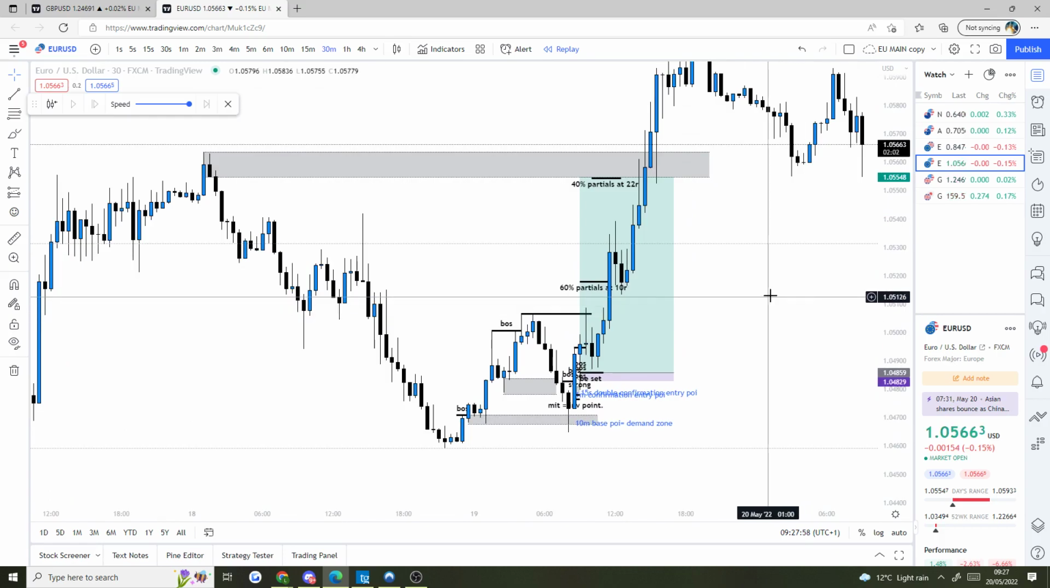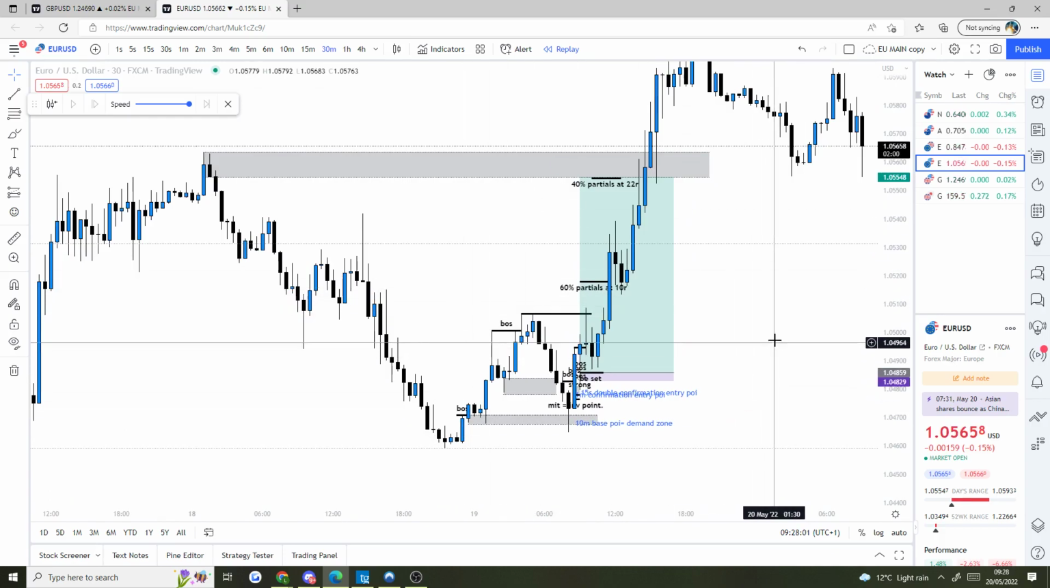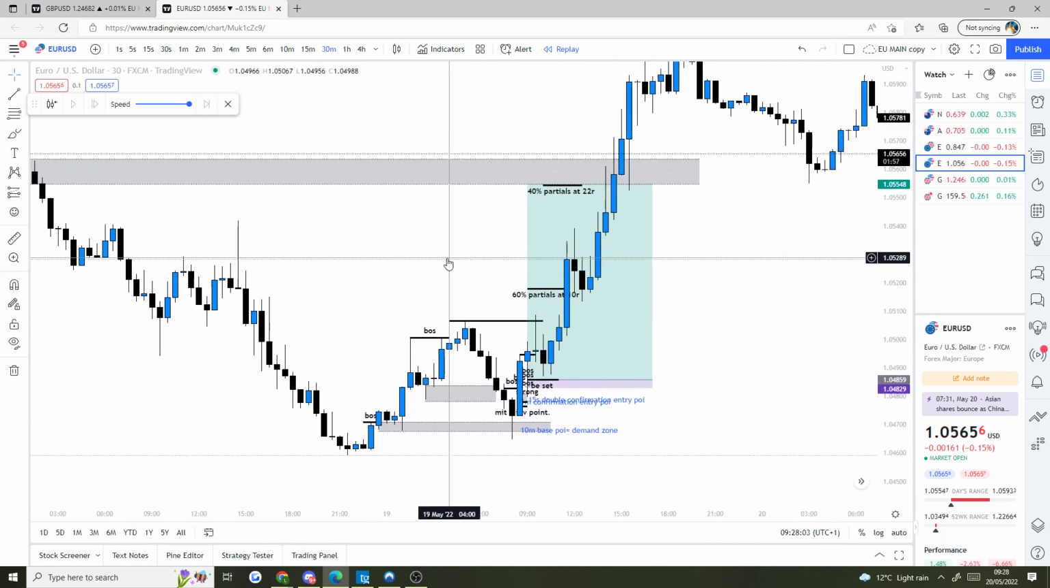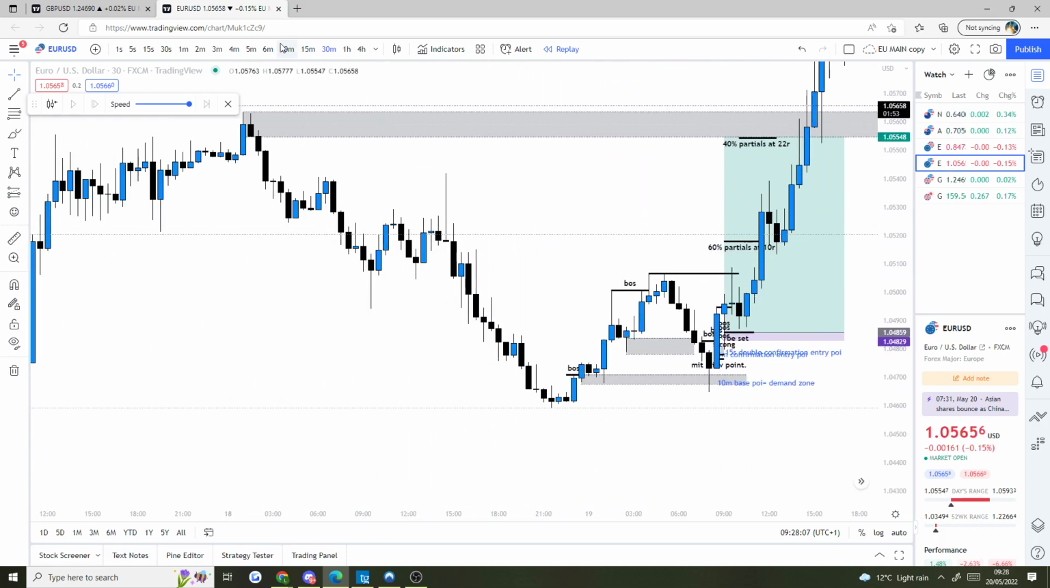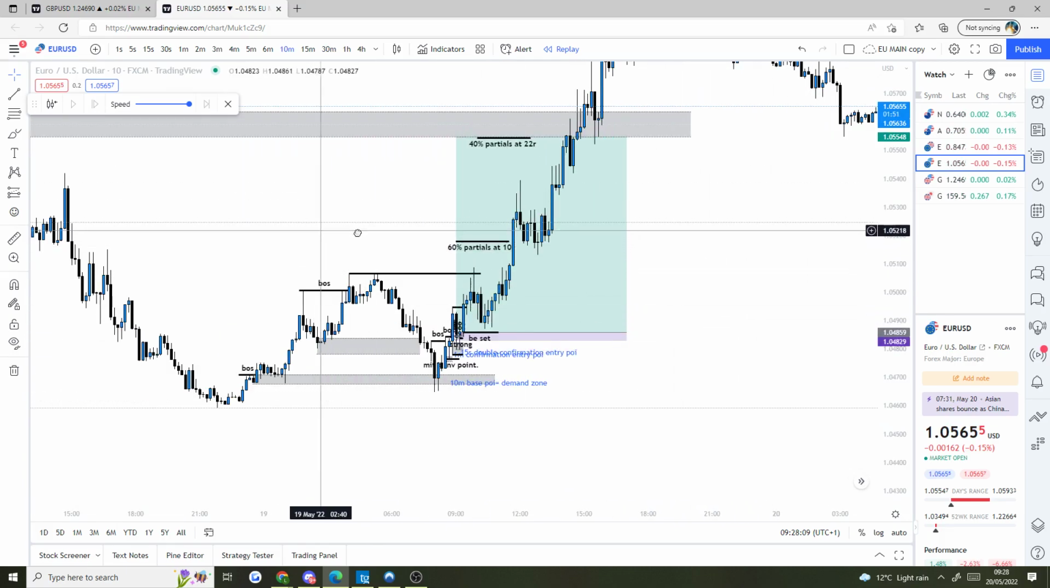I did just want to share this with you guys. I know I've not done a trade breakdown in a while, but if you guys enjoy the trade breakdowns, then let me know, and I'll start doing them again. But I hope you guys could follow what I've actually done with this trade.